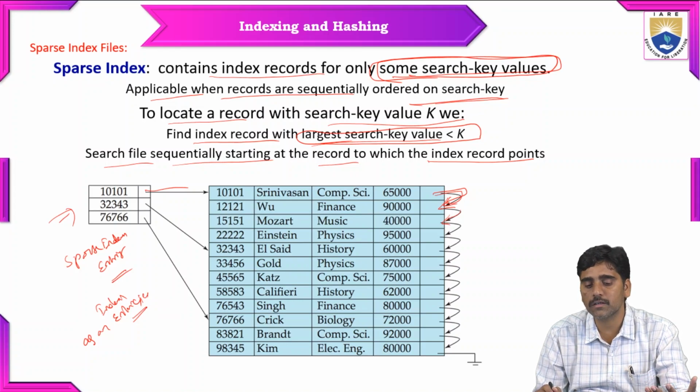So to locate the record with search key value k, we are finding each and every record, and it should be pointed to the next value of the record. So like that, it is pointed to the next value, and the next value, until the last value. So these are all index record pointers which point to the next level of index records.